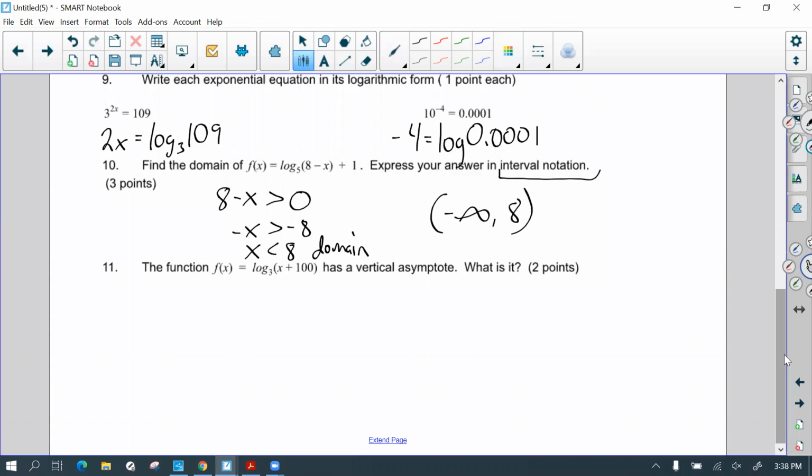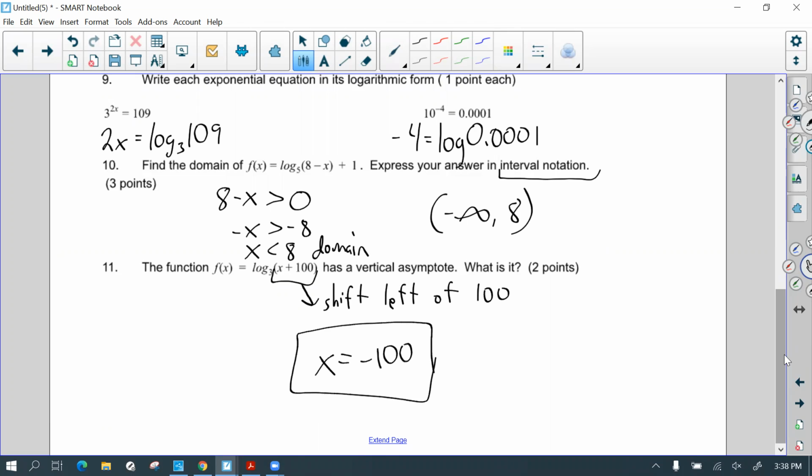Number 11, vertical asymptote. This implies a shift left of 100. And the vertical asymptote goes along. So x equals negative 100 is where the vertical asymptote is.